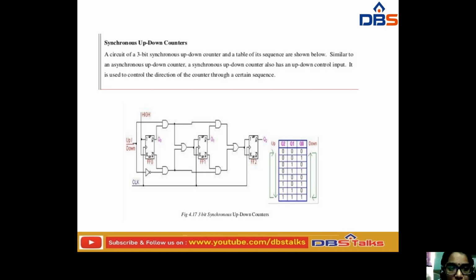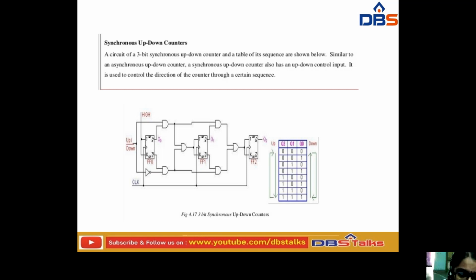So if you have observed this, the circuit of a 3-bit synchronous up-down counter and a table of its sequence are shown below. It is similar to a synchronous counter. A synchronous up-down counter also has an up-down control input, which is used to control the direction of the counter, taking the counter through a certain sequence.